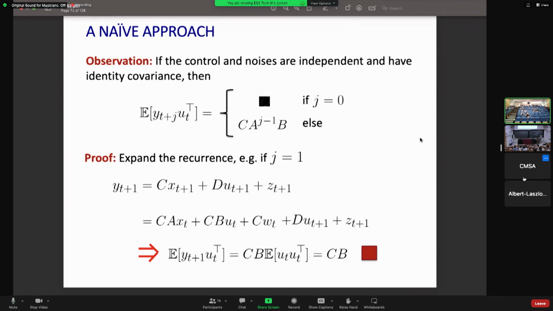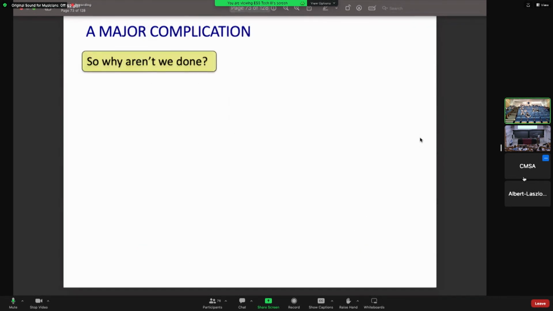So that's it. So now you should be wondering why I'm not done, right? Because there were 2 steps. Get the Markov parameters and use them.